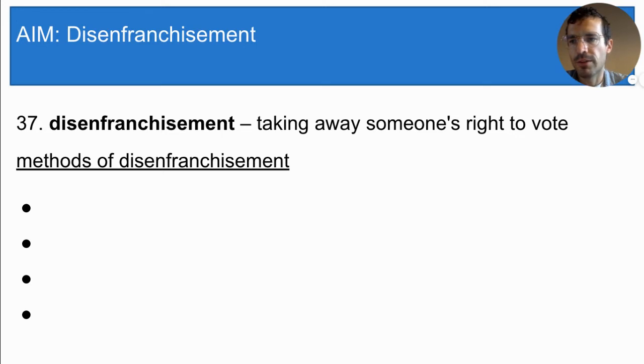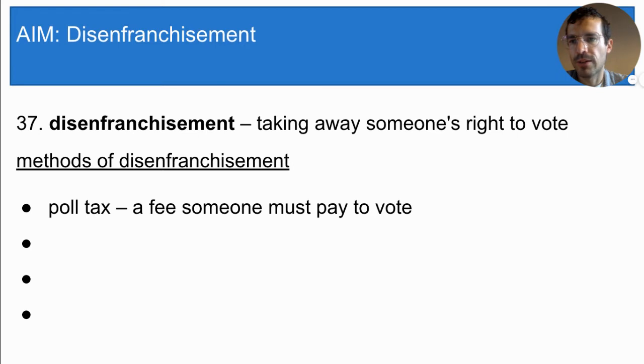The first one is called the poll tax. Southern states instituted poll taxes after 1877, and these laws required all people to pay a fee in order to vote. But because many freedmen were poor, they could not afford to pay this tax. So many of them stopped voting.